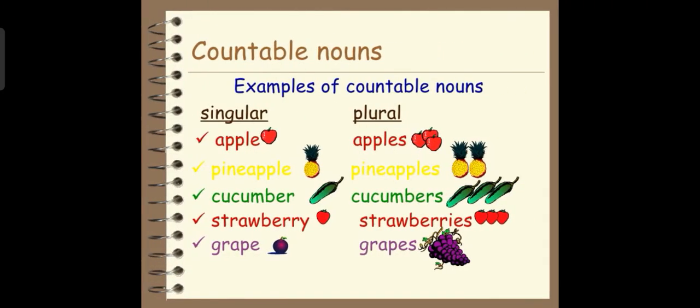Other examples of countable nouns: apple is singular but apples is plural. Pineapple, cucumber, strawberry, grape. Their plurals are pineapples, cucumbers, strawberries and grapes.